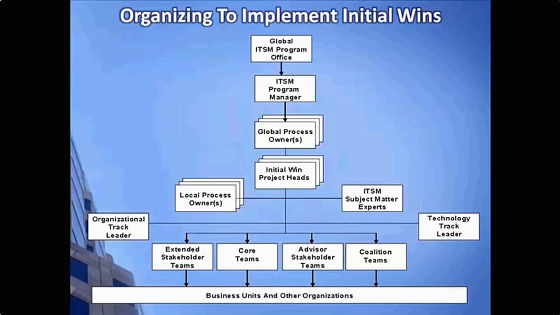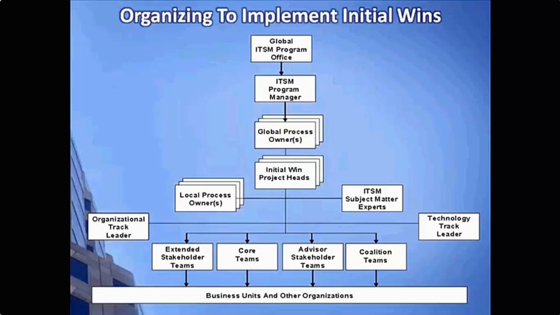And then remember, we have our four pillars represented here. We've got the process part being represented by our process owners. Organization, you see the track leader there. Technology on the right-hand side, there's a track leader for that effort. And then we have our extended core advisor teams that are there, and then something called the coalition team that's also part of the organization. And then these all work with the business units and other IT organizations that may be impacted by the initial wins that are going into place.